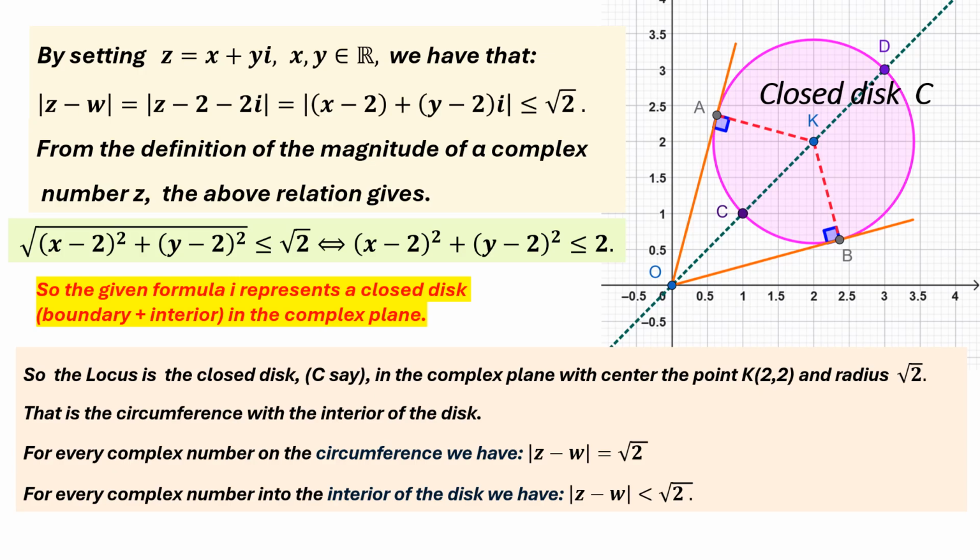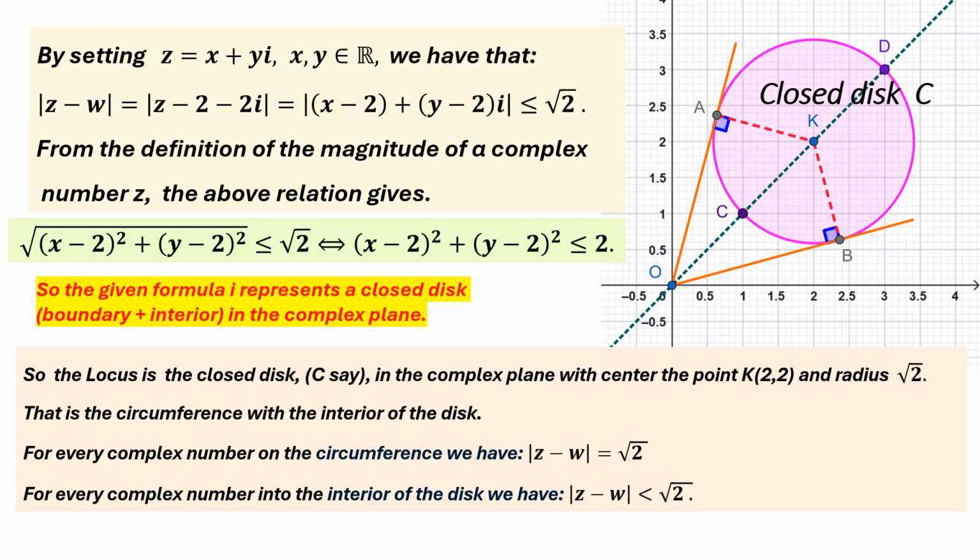Now by setting x, the real part, and y, the imaginary part, of the complex number z, and by substituting in the given formula, we get that the locus of z is a closed disk in the complex plane with center the point K with coordinates 2, 2 and radius square root of 2. That is the circumference with the interior of the circle. So the given formula represents a closed disk, boundary plus interior, in the complex plane.